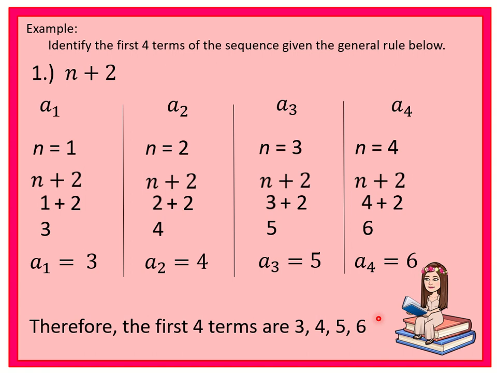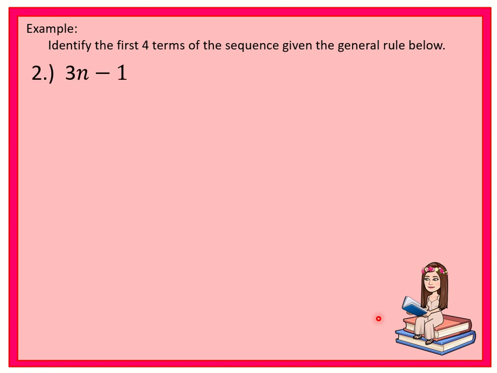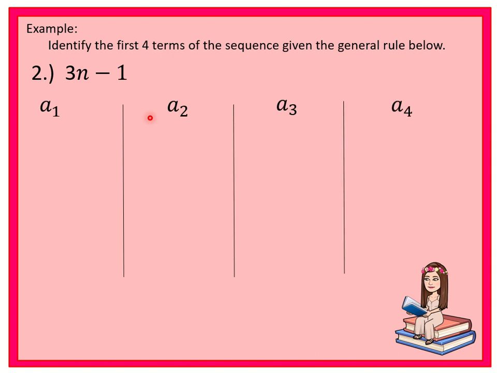So, ano ba ang ating second example? 3n minus 1. Okay. Kanina plus, ngayon minus naman. Kanina n lang. Ngayon, meron ng coefficient yung n na 3. Ano kayong mangyayari? Tingnan natin. So, ulit, kukunin natin ang first term, second term, third term, at fourth term.